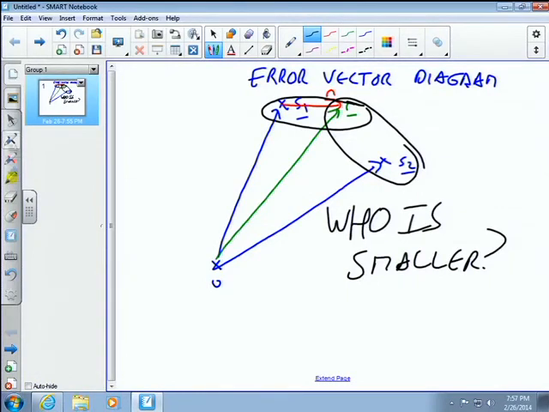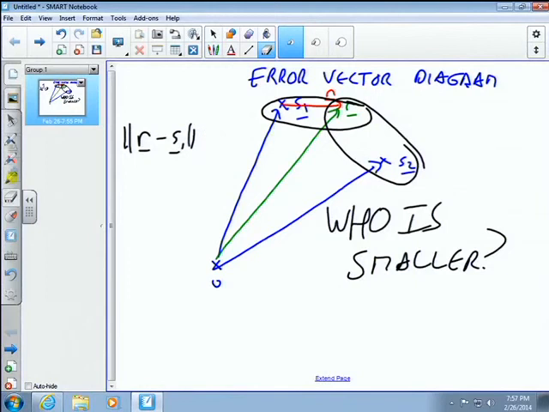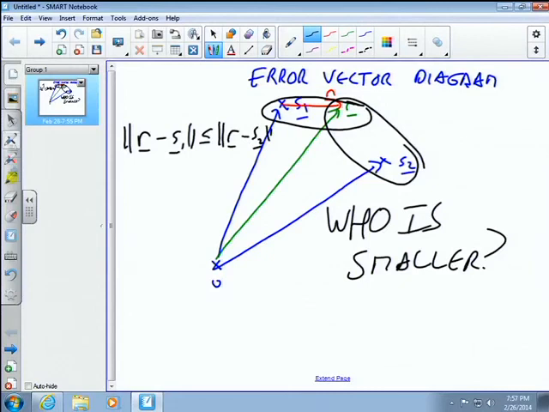So how do you do that? Well, you can do things like the norm of R minus S1. So this is vector subtraction. And is it less than or equal to the norm of R minus S2, vector subtraction, right? So this tells me who's closer. But we can take this one step more, as we'll see.